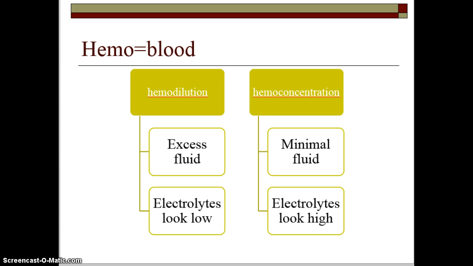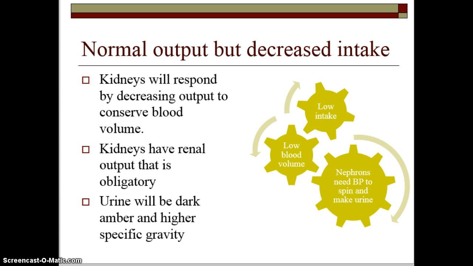So as we look at hemodilution, that's from excess fluid, and our electrolytes look abnormally low because you're taking your sample of water out of the Olympic-sized swimming pool. With hemoconcentration, the electrolytes might look abnormally high because when you take the blood to run the test for the electrolytes, you're taking it from a very concentrated type of output.